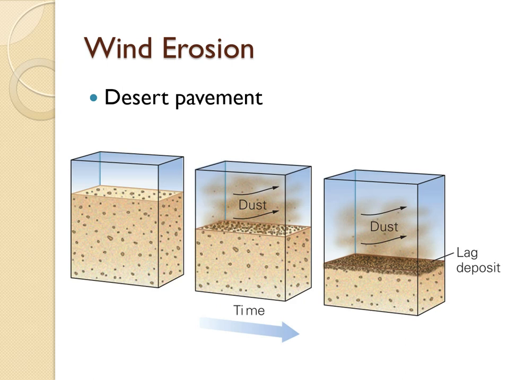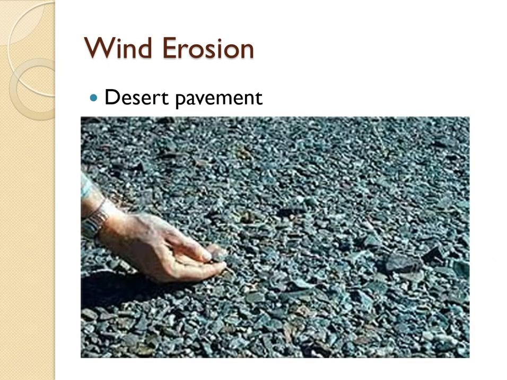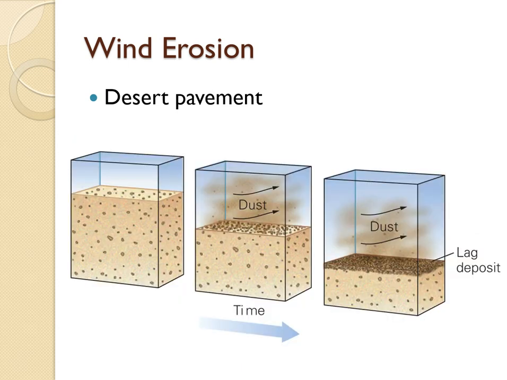And that actually tends to protect the finer grain stuff under it. But that's what this ends up looking like. Because that lag deposit sometimes will form a desert pavement. And this looks like either mosaic tiles or sometimes like cobblestones covering the ground. And this is one of the reasons why deserts tend to be really rocky versus really sandy.